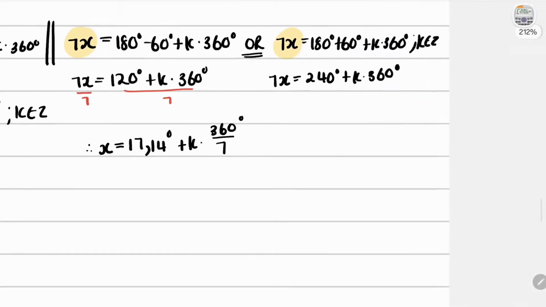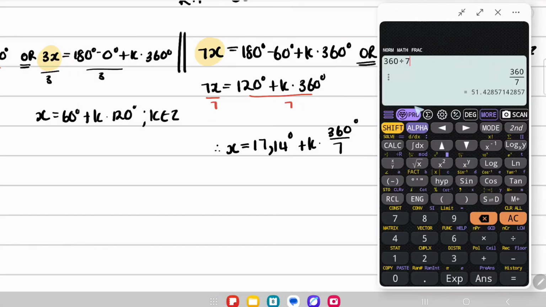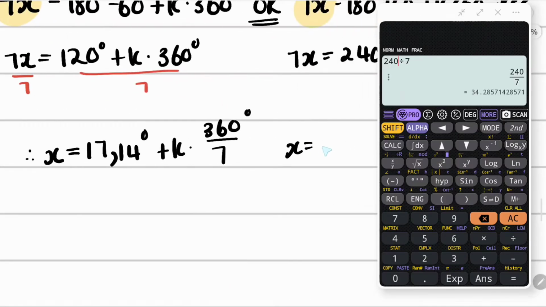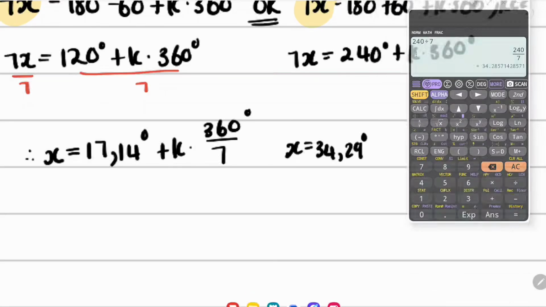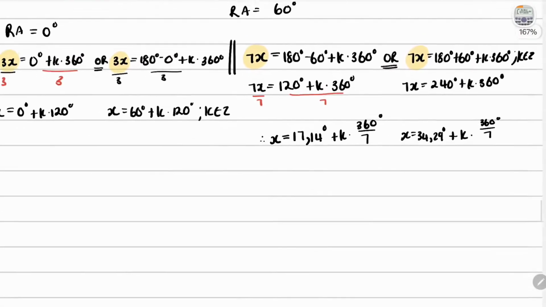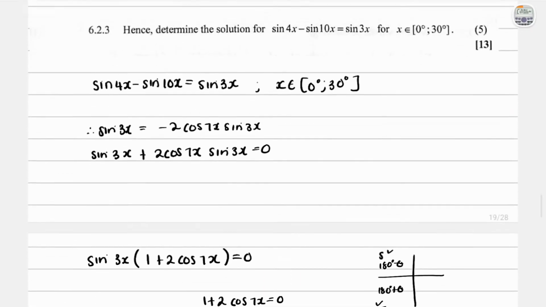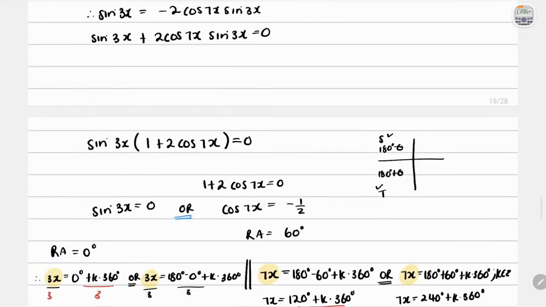And then this one is the 240. So here, x is equal to, and we can just put that there. 240 divided by 7 is 34 point 29. Okay, it's still beyond it, but we can still write it. 29 degrees, and then same thing, plus k of 360 over 7. So it doesn't round up, and we can just see what is going on there. Remember, the answers you're only allowed to accept are from 0 to 30 degrees.